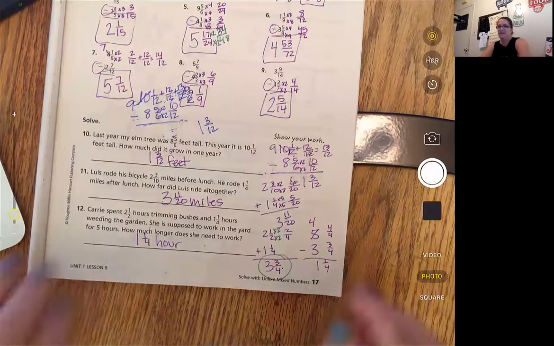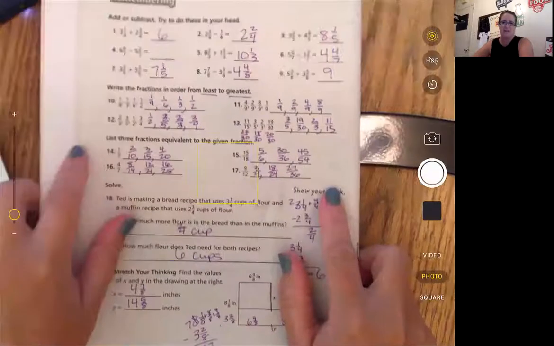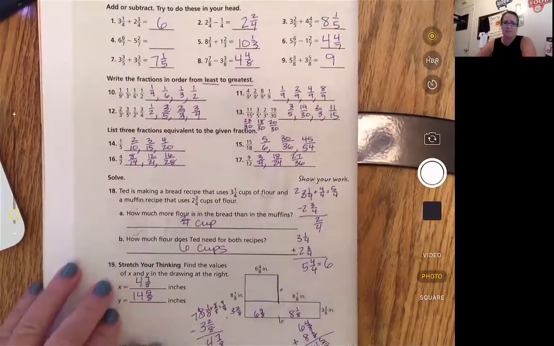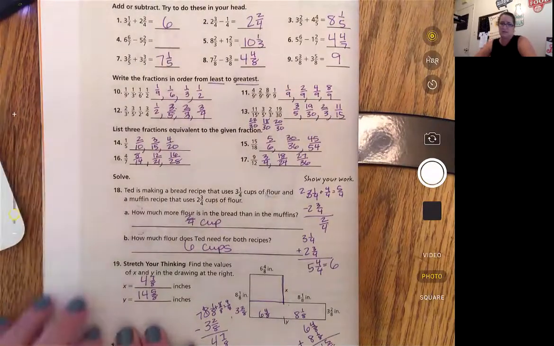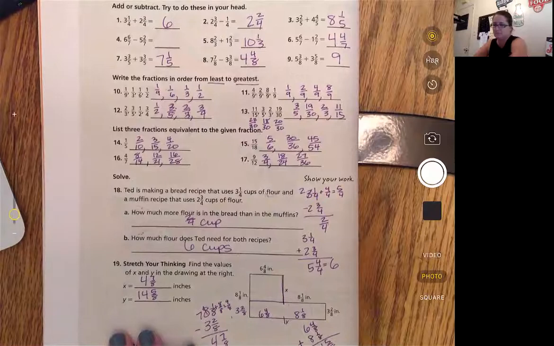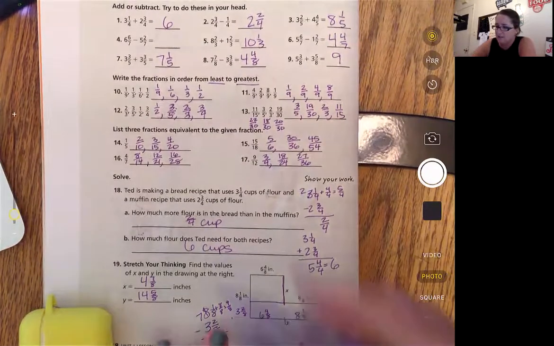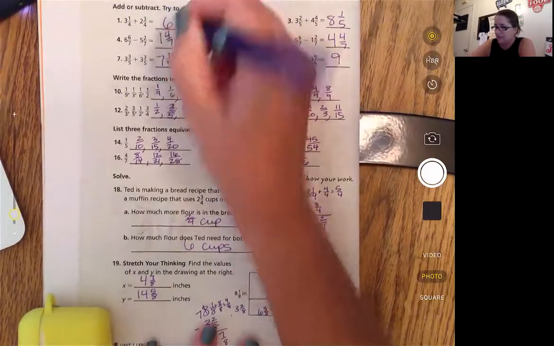All right, let's take a look at the back side. I forgot, I haven't uploaded these to Otis yet, but I'll get these answers in there for you guys. What happened to number 4? Oh, I skipped it. Let's see. We'll say it's 1 4/7.